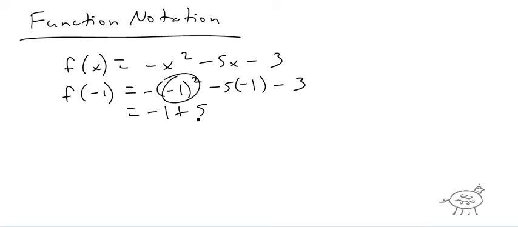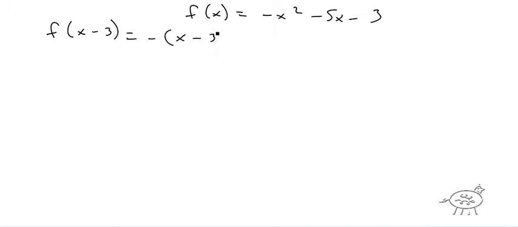That becomes plus 5 and minus 3. So negative 1 plus 5 is 4. 4 minus 3 is 1. That's your answer to that problem. Okay, so that's important. Replace those variables with parentheses. Okay, let's try another one here.